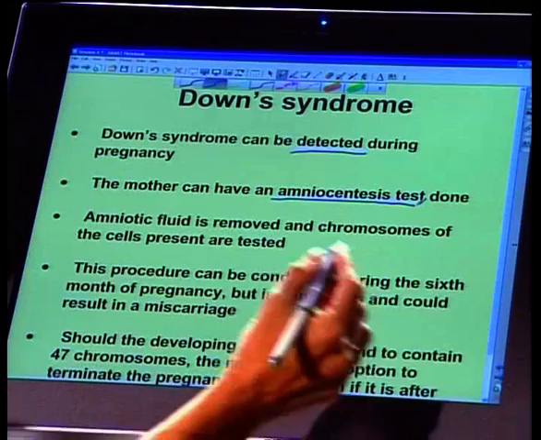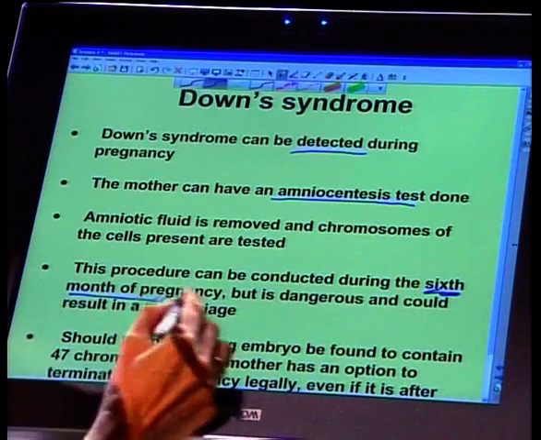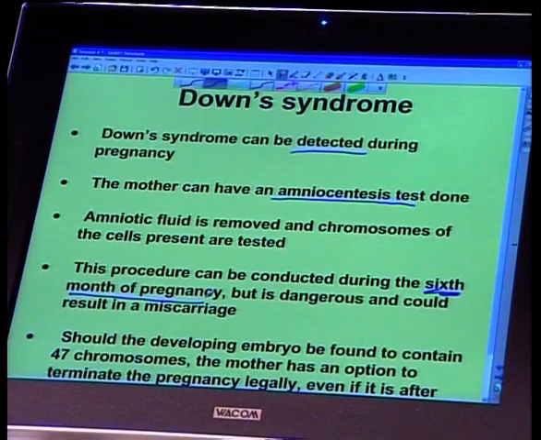This procedure, however, can only be conducted during the 6th month of pregnancy. Now, you will know legally, females can have an abortion up to 3 months of pregnancy. Between 3 and 6 months, you're in your second trimester. Babies develop over 3 trimesters. You can abort freely in the first trimester. The second trimester, it starts to get dodgy, but the limit is 6 months. It is only for Down syndrome and really severe genetic problems that they will approve and legally allow you to have an abortion after 6 months.